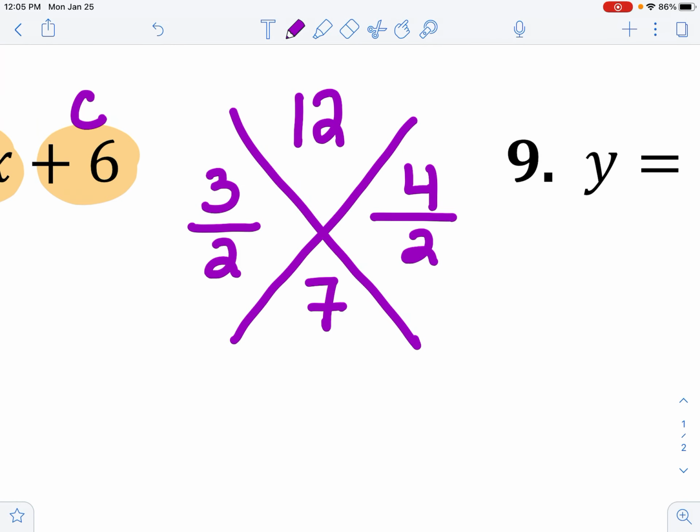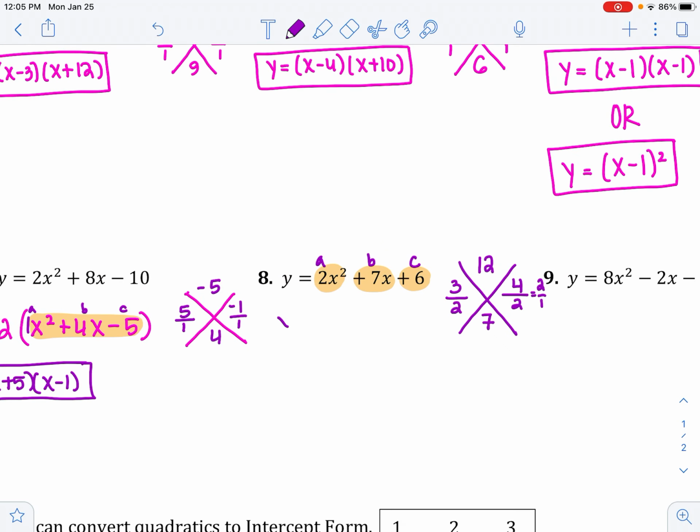Now you're going to look at each fraction and see if it's simplifiable. If you divide by anything other than 1, one of the fractions is going to be simplifiable. So now I look here. 3 over 2 is not simplifiable, but 4 over 2 is. It simplifies to 2 over 1. So now I have my two factors. I have y equals 2x plus 3 and x plus 2.